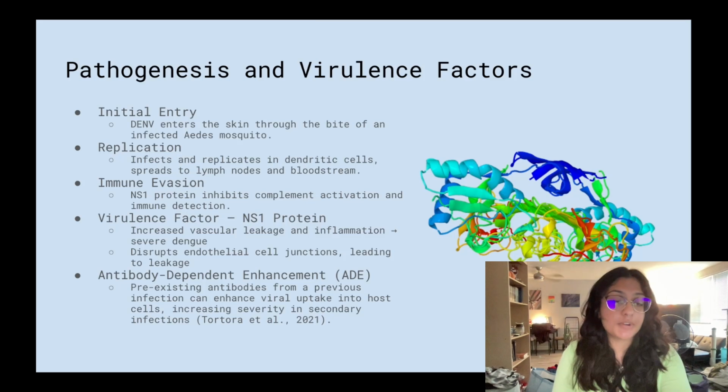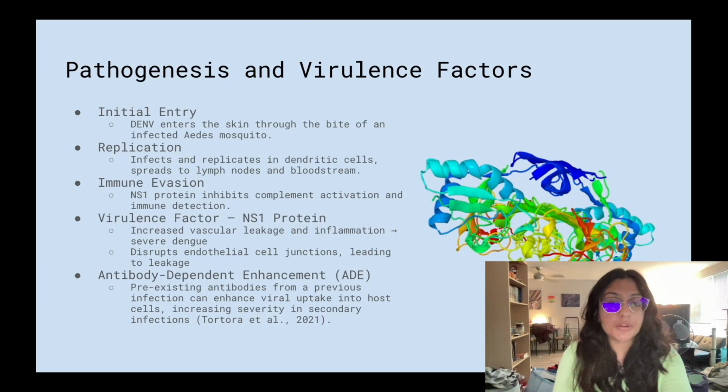So, moving on to the pathogenesis and the virulence factors. The pathogenesis of dengue begins with an infected Aedes aegypti mosquito, which introduces the virus into the skin during feeding. The virus initially infects dendritic cells near the site of the bite, and it undergoes replication before being transported to the lymph nodes and entering the bloodstream.